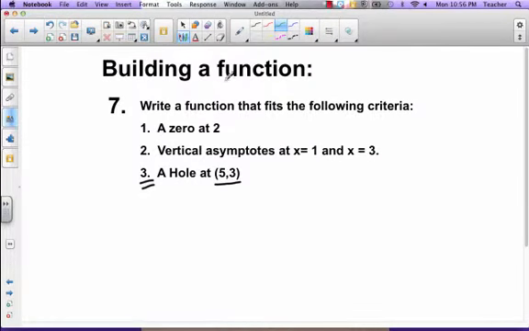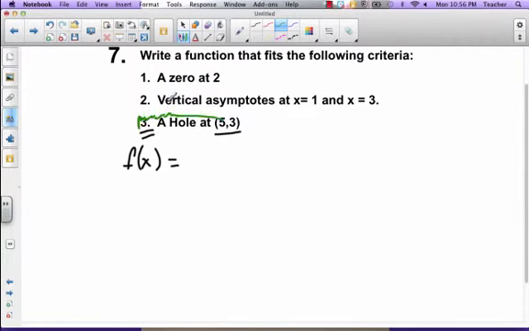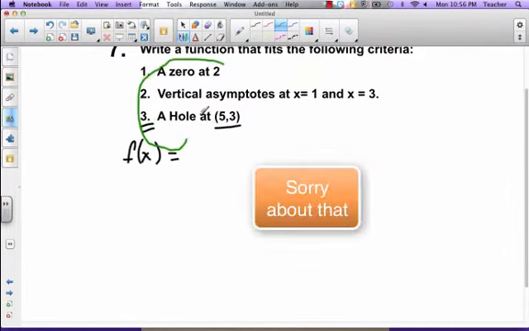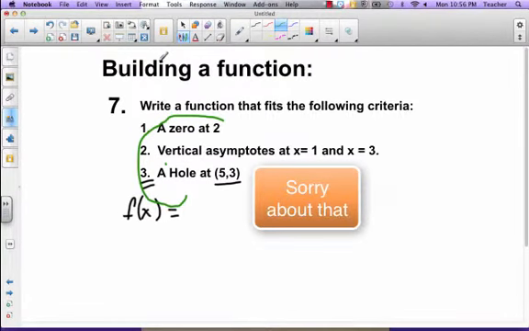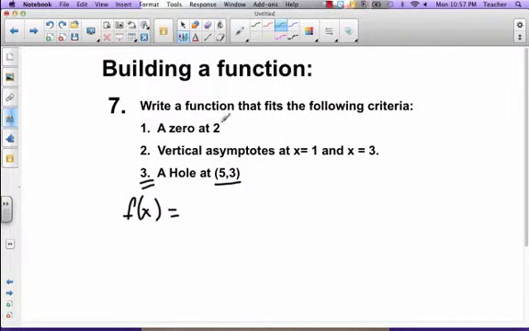So for a zero at 2, if we're going to first make our function, we'll call our function f of x. So we'll say f of x is equal to. Now we'll start with the zero, a zero at 2, and we'll use green. Okay, so we want a zero at 2. So what we would do in the numerator is write down x minus 2.